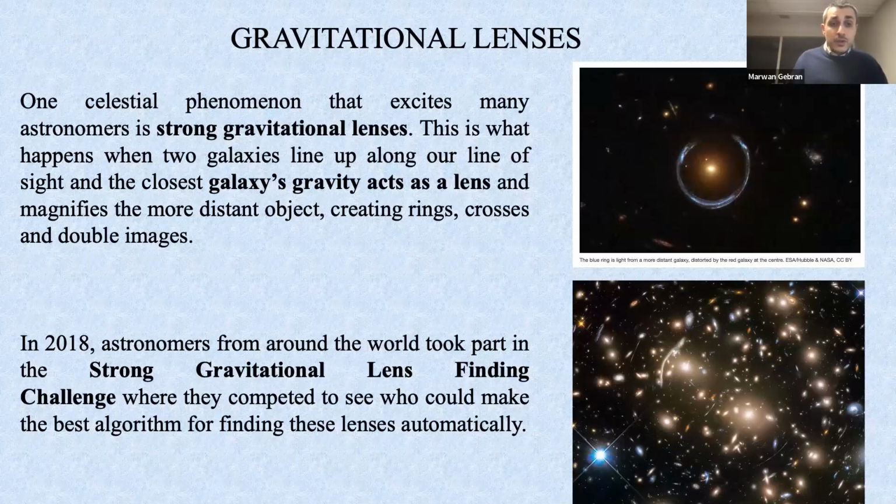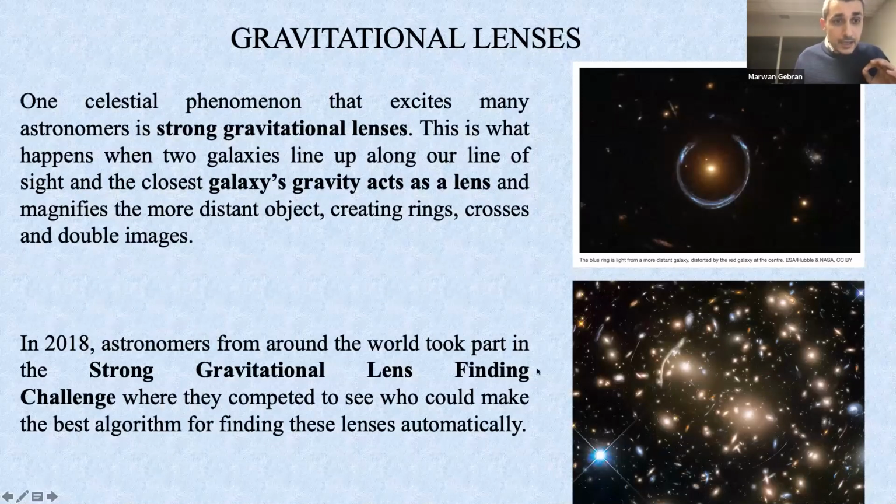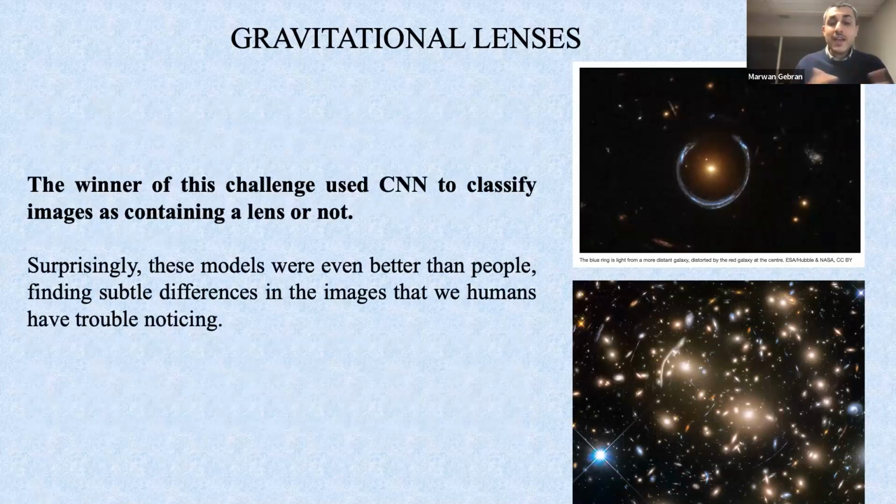In fact, it was noticed that there was a challenge, sorry, here I forgot to tell you that there was a strong gravitational lens finding challenge launched in 2018 for astronomers to find the best tool to detect gravitational lenses, and the best tool was a convolutional neural network.